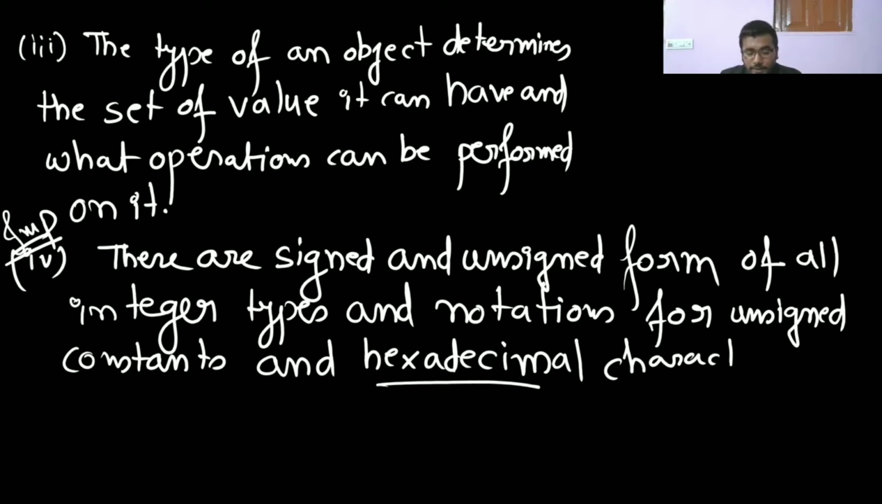So there are signed and unsigned forms of all integer types, and you will even have the notation for unsigned constants and hexadecimal character constants. Now we also have string constants. If you have string constants, they can be concatenated at compile time. All these things we will see.